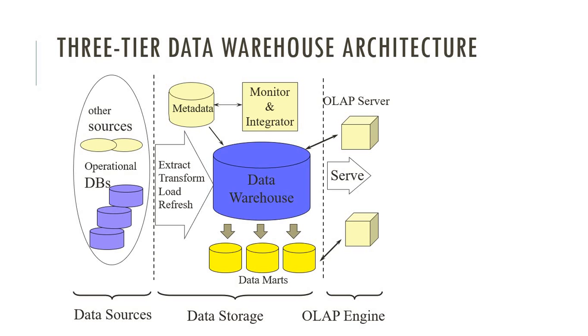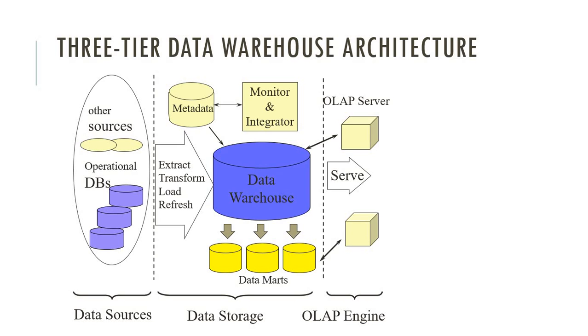So what it means? Because OLAP is a middle tier, it interacts with all the components of the bottom tier. So OLAP server interacts with the data warehouse and data marts. It analyzes it and extracts the knowledge from that. So this is the work of the middle tier.